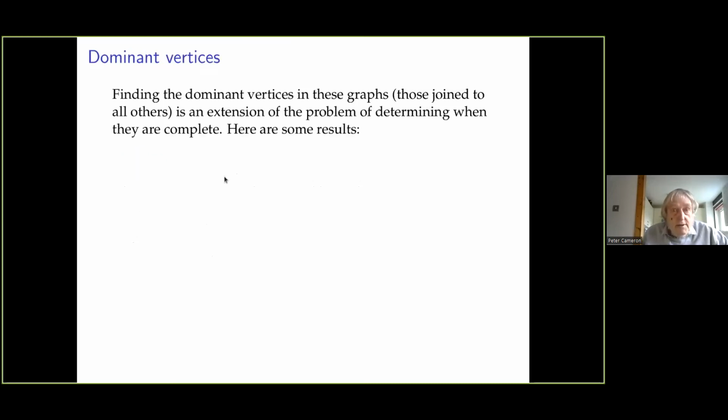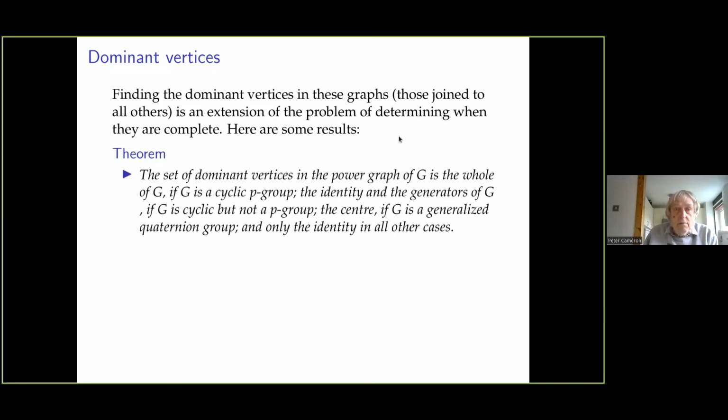But as a generalization of deciding when the graph is complete, we could ask, what about dominant vertices joined to all others? We saw that in the commuting graph, elements of the center are joined to all others because they are precisely the elements that commute with everything. So can we describe group theoretically the set of dominant vertices in these graphs in our two-dimensional hierarchy? Here are some results. We haven't completely finished this.